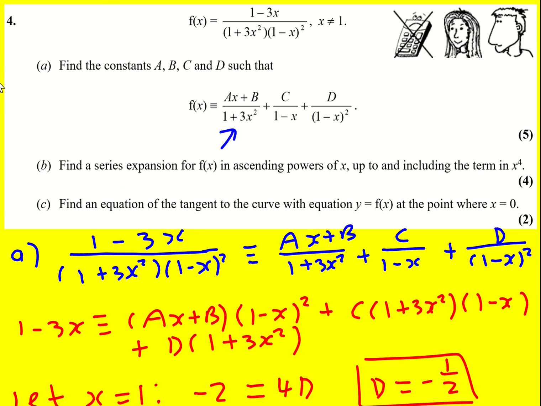The very last question is a pretty neat question, I think. So find an equation of the tangent to the curve with y equals f of x at the point where x is equal to 0. The first thing to say is that f of 0 is going to be 1 over 1, which is just going to be 1. So when x is 0, y is 1. We just now need the gradient.